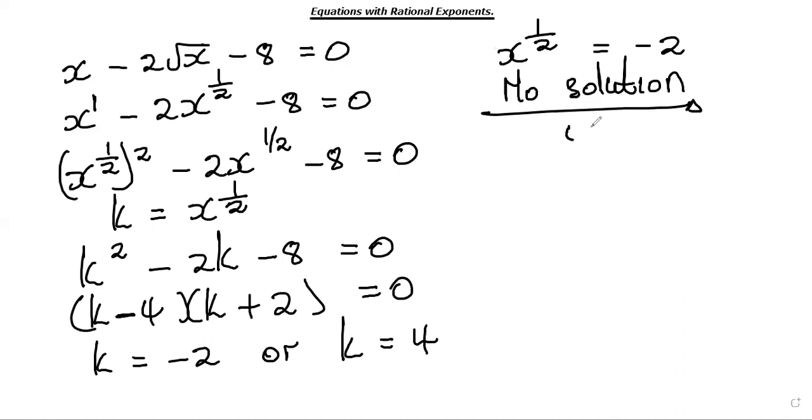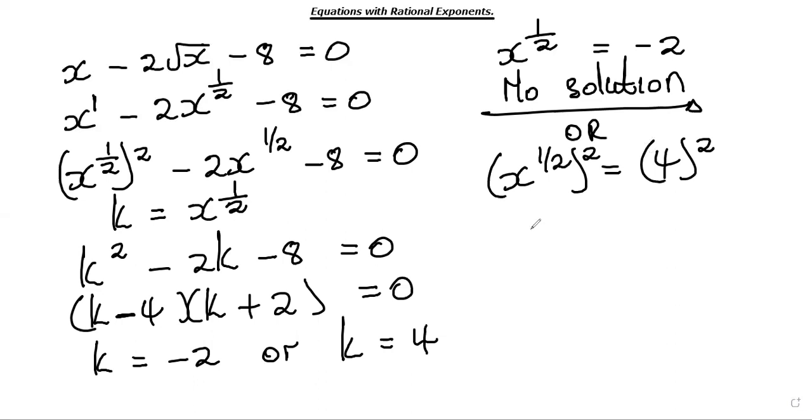Then we go to the second part. So we say k is actually x to the half, and this is equal to 4. But in order to solve for x, we have to raise both sides to the reciprocal of the exponent, which is 2 in this case. So you'll have x, and then 4 squared once again will just be 16. And then you should be happy and fine with this one as well.